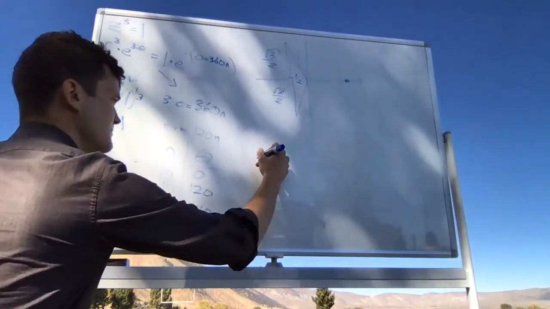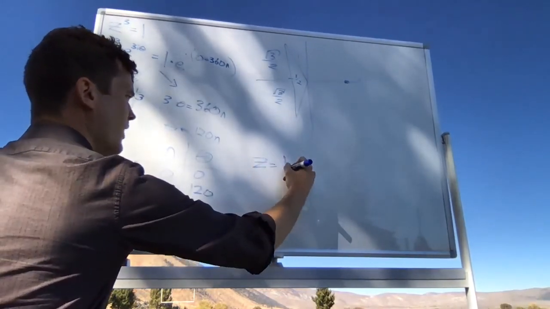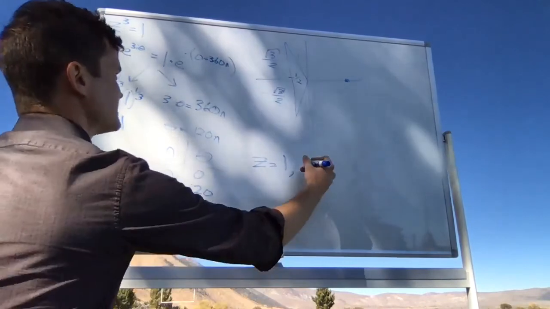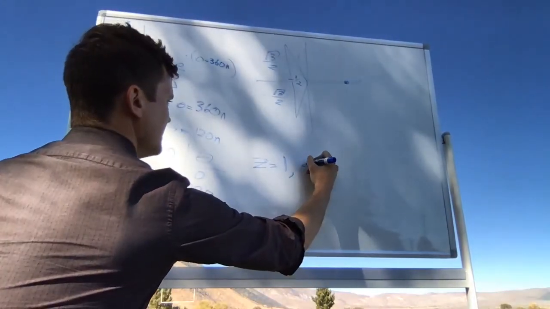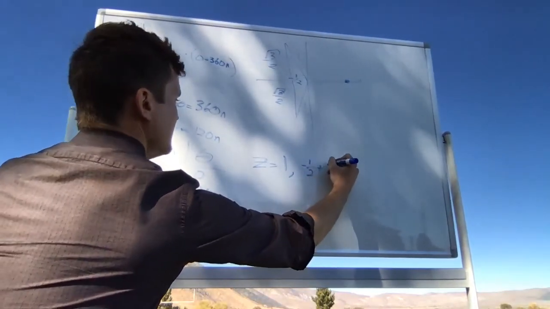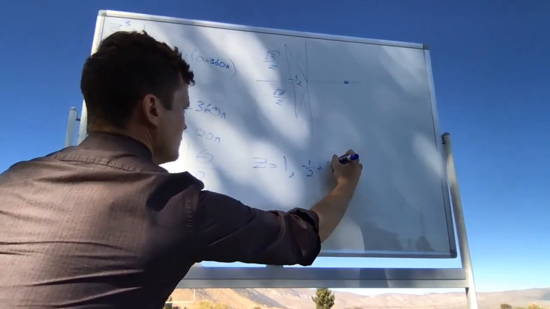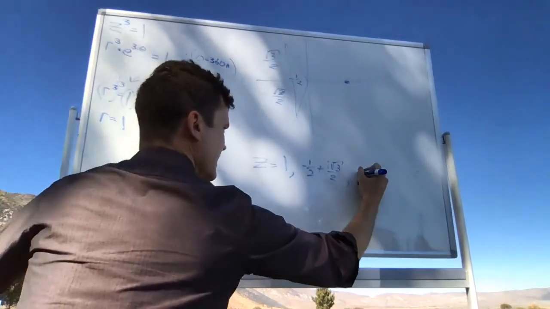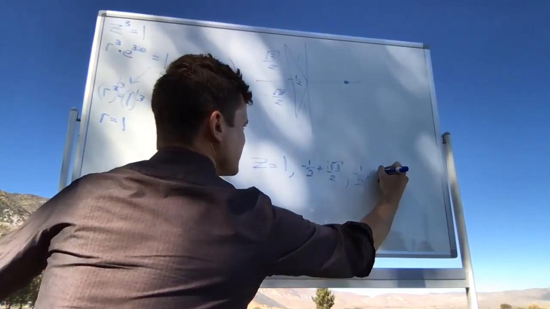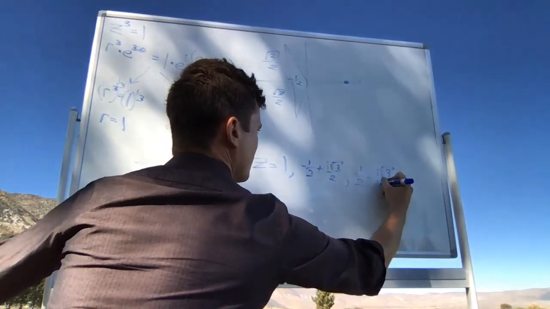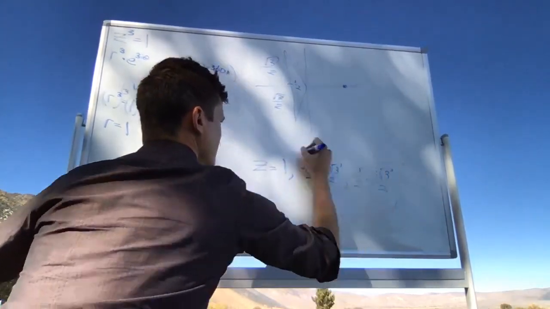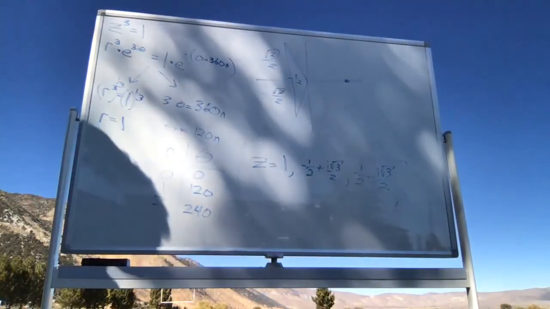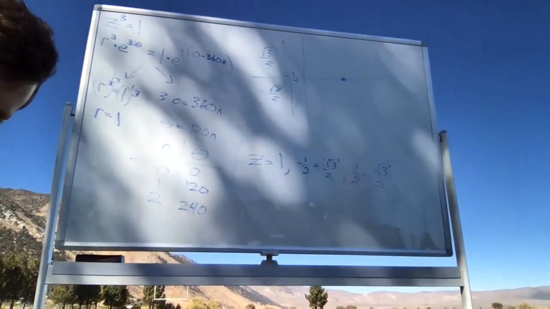Your answers are z is equal to 1. That's one of the answers. The next answer is negative 1/2 plus i√3/2. And the third answer is negative 1/2 minus i√3/2. Box it, we're done. And I can stop this too.